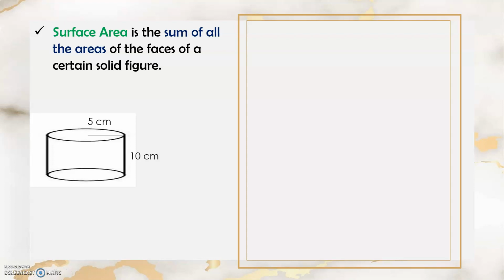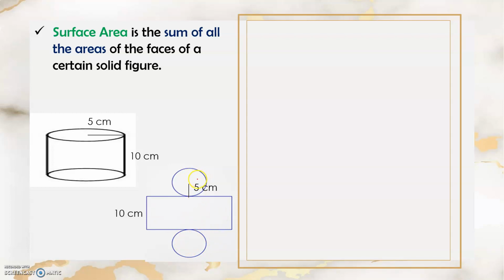Now let's take a look at this cylinder here. Given the following measures, what will be the surface area of this cylinder? For us to solve for its surface area, let's take a look first at its net. Again, the net of a cylinder has two circular bases and a rectangle. So to compute its surface area, we need to know first the areas of the two circular bases and this rectangle here, then we add them all together.